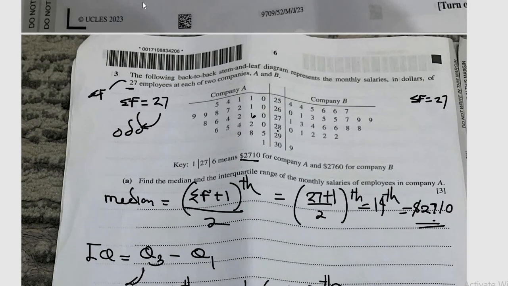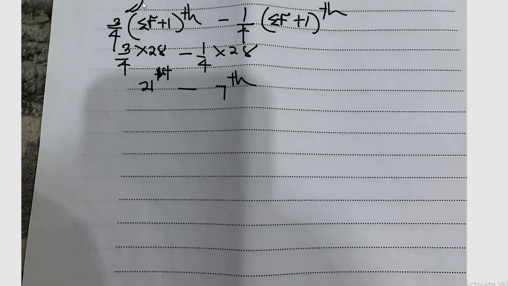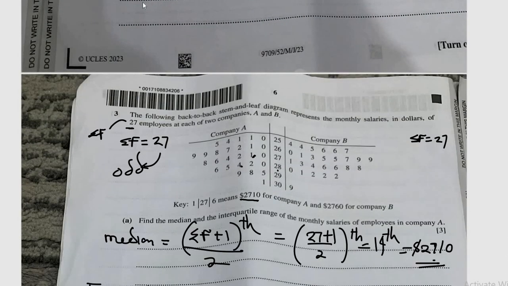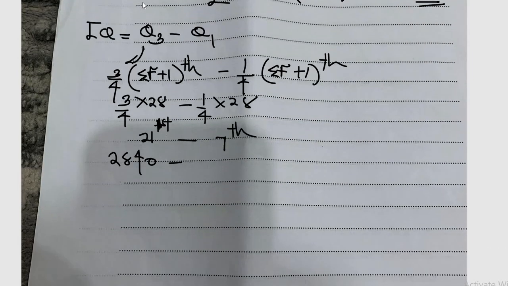Now this is 14, 15, 16, 17, 18, 19, 20, 21st. And it's under 28.4. Remember that 28.4 means 2840. 7th position. My 7th position, sorry, should be 1, 2, 3, 4, 5, 6, 7. This is 7th position. That's 26.1. That's 26.10. When you subtract them, we have $230. That's interquartile range.